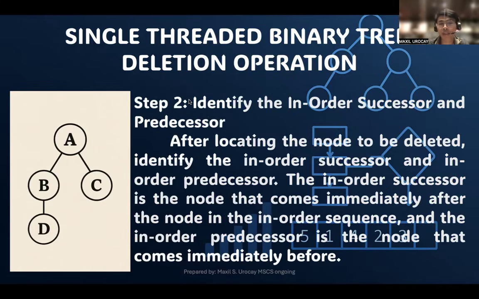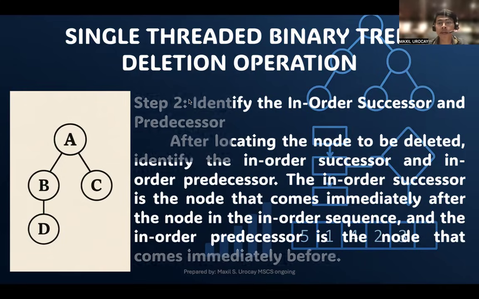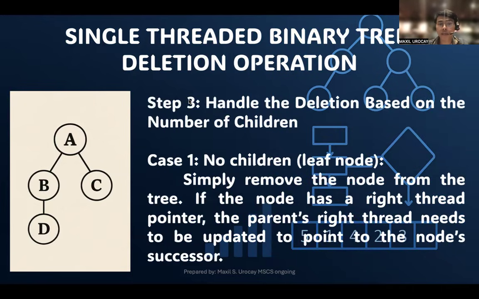Afterwards, you have to identify the in-order successor and predecessor. After locating the node to be deleted, identify the in-order successor and in-order predecessor. The in-order successor is the node that comes immediately after the node in the in-order sequence, and the in-order predecessor is the node that comes immediately before. And then we handle the deletion based on the number of children. It depends on the case.